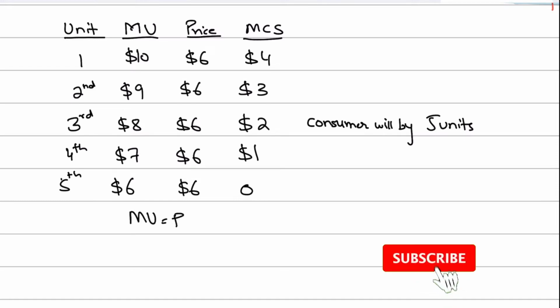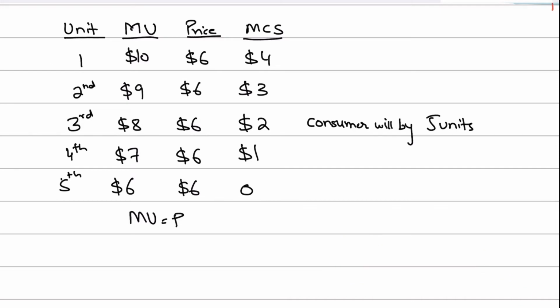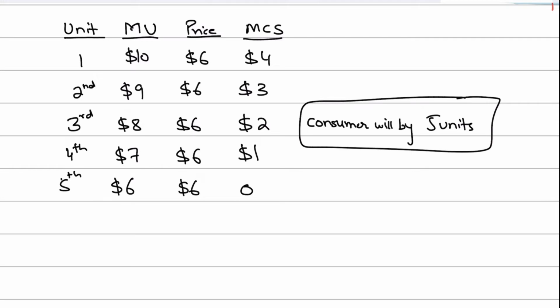So he buys the first unit, the second, the third, the fourth, and the fifth. And in total, how many units does he buy? In total, he buys 5 units. So that's rational consumer behavior. And at this point, his consumer surplus is maximized. So if I sum it up, that is 4 plus 3 plus 2 plus 1. So that's 5, 6, 7, 8, 9, and 10. So the total consumer surplus that he has gained is $10.